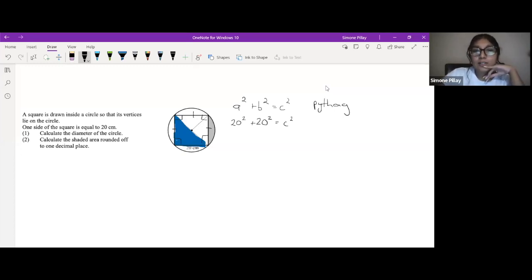20 squared, 400. Does someone want to help me from here? Come on, guys. Let's participate. The more we participate, the more we understand. Okay. 20 squared, 20 times 20, 400, plus 400 equals c squared. I'm just swapping this around quickly. c squared is equal to 800. I want to square root both sides because I want to get c by itself. And then somebody tell me the answer to the square root of 800, please. Let's see.